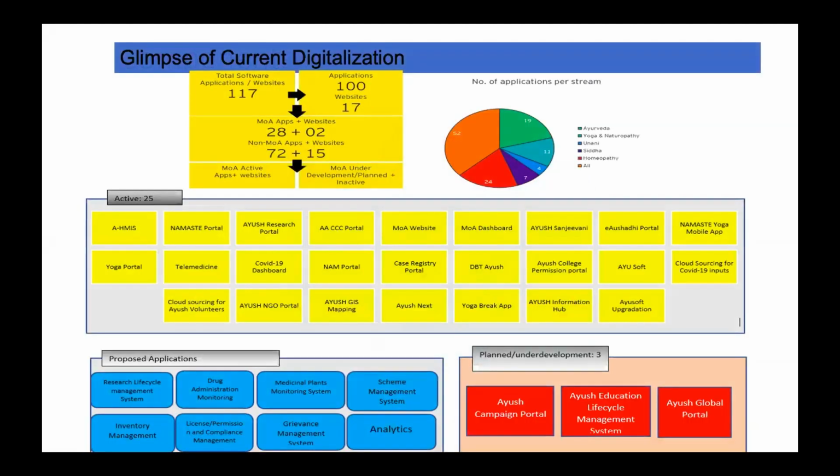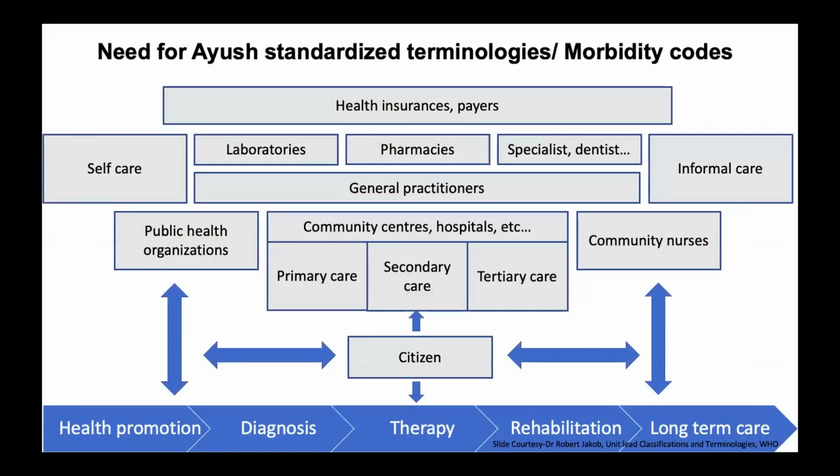Anyway, these are a few statistics about the efforts made by Ayush Grid so far. I will pause a few seconds on this particular slide. We must remember that earlier it was mostly a hospital-centered, healthcare-centered health system, but now we are moving to a citizen-centered one, vertically and horizontally. Now the citizen is more important, and the whole flow of information is through this.